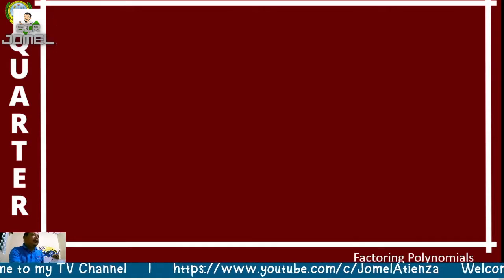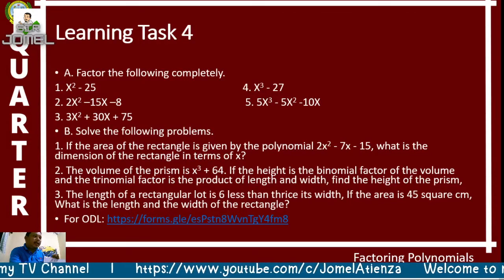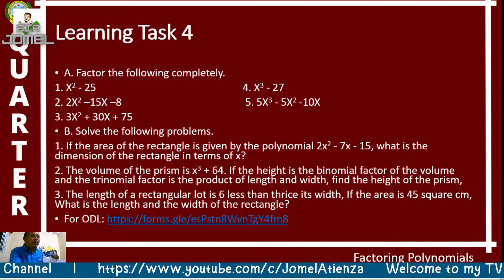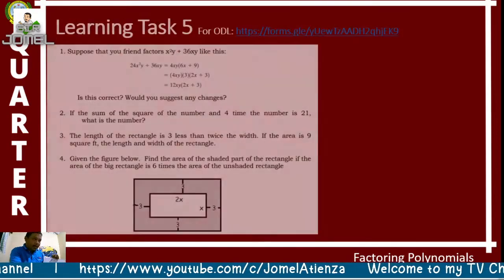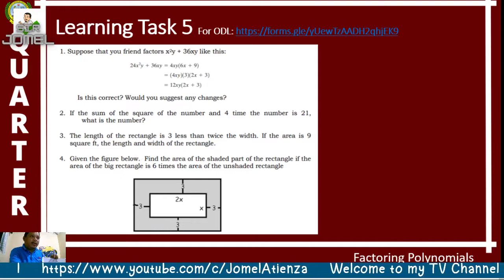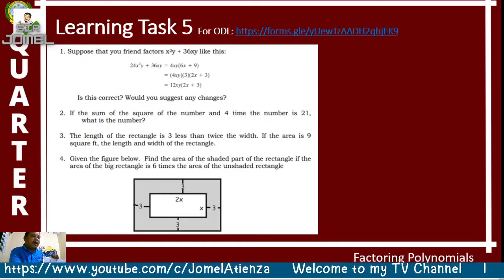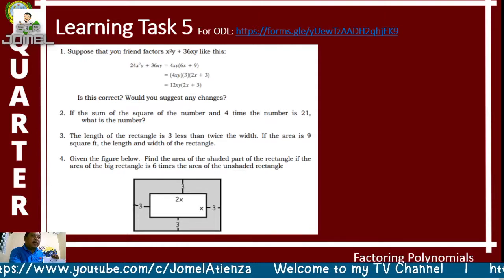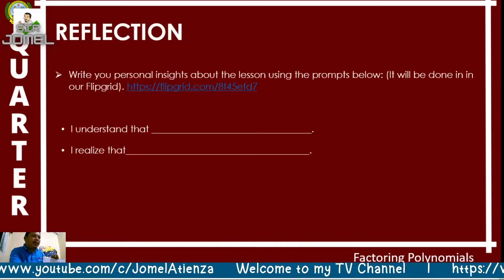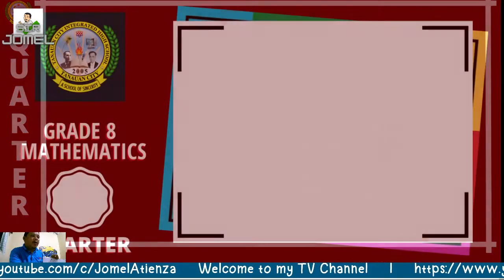Then, learning task 4. We have factoring completely there, and solving problems using factoring. Then, for learning task 5, these are worded problems. These can also be found in our Google Classroom, and we used Google Forms for them. Okay? That is for our reflection. We will use Flipgrid.